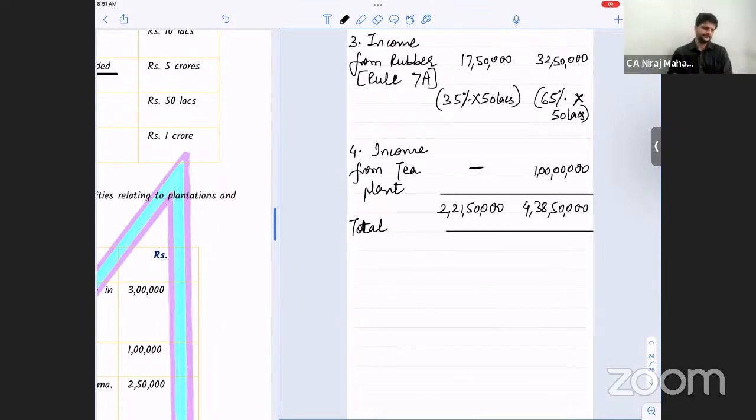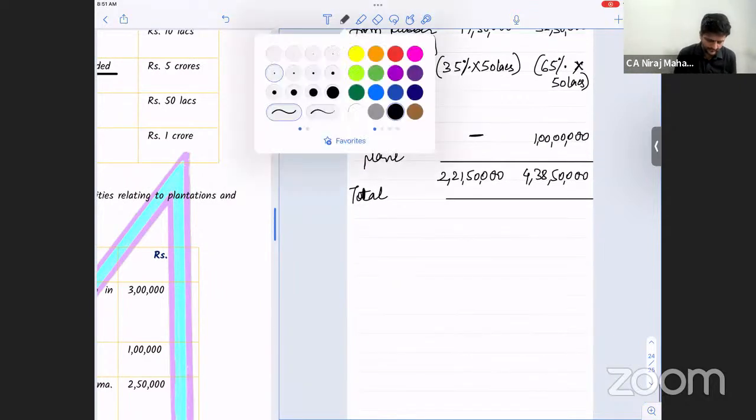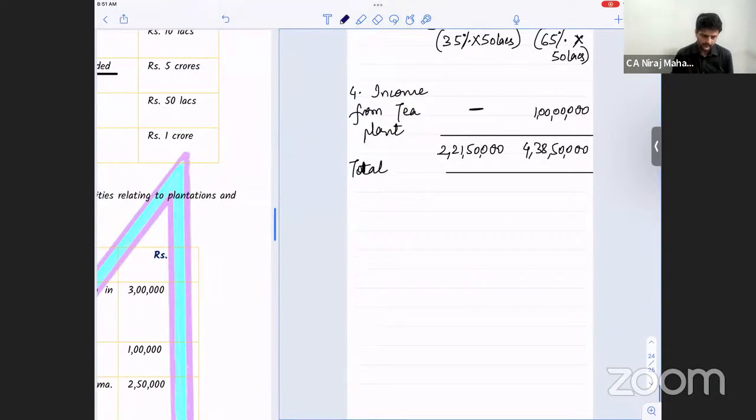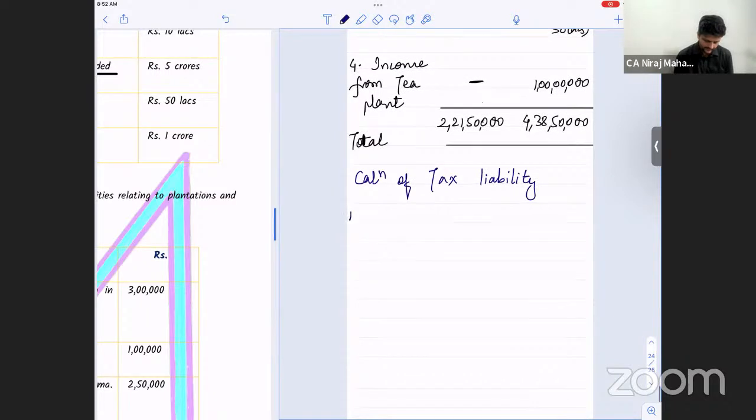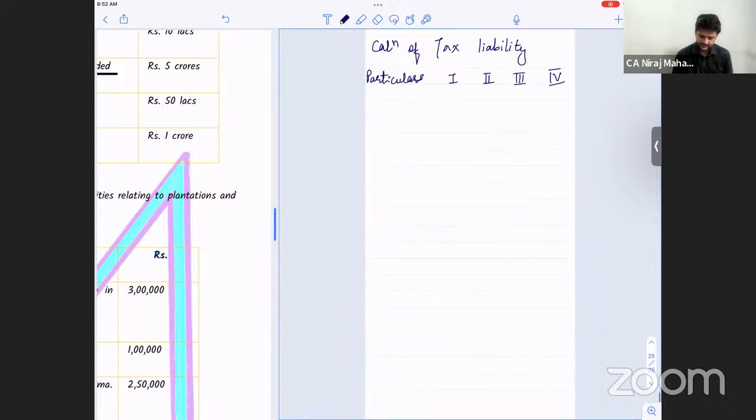This is my agri and non-agri. Clear till here? Should we go ahead, for all 4 different cases? So now we are going to calculate tax liability. Calculation of tax liability. Okay. Particulars. Case 1, 2, 3, and 4. Please make proper columns here now.